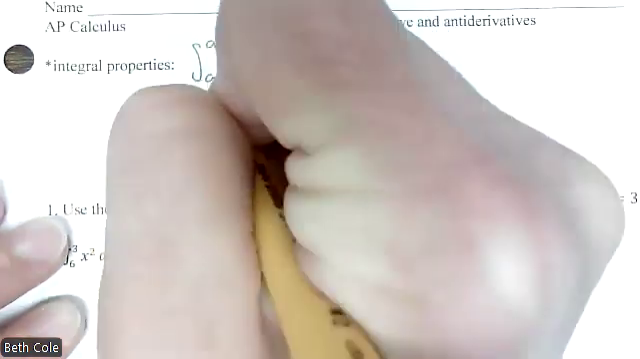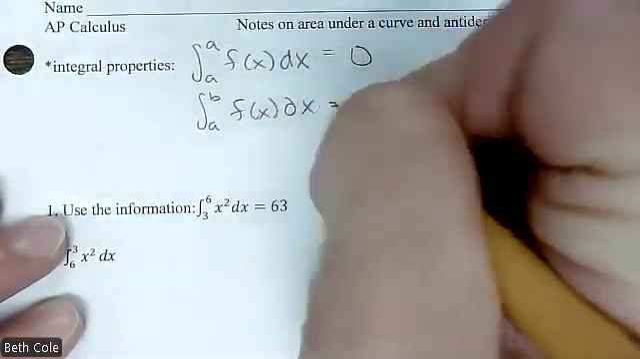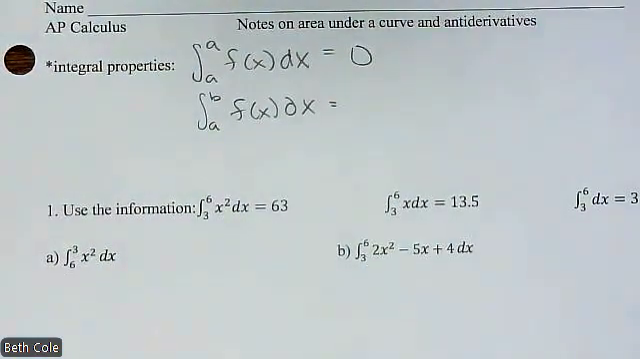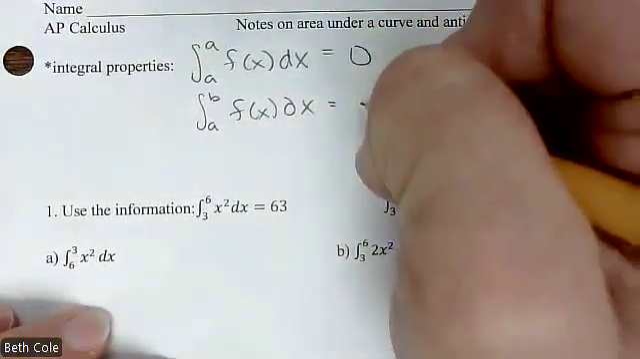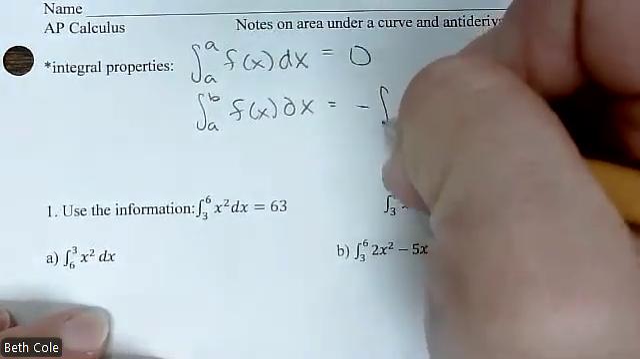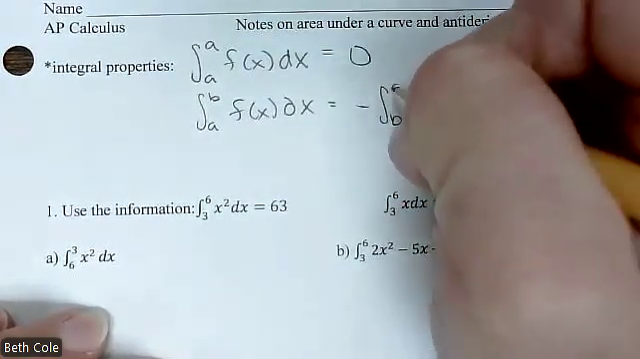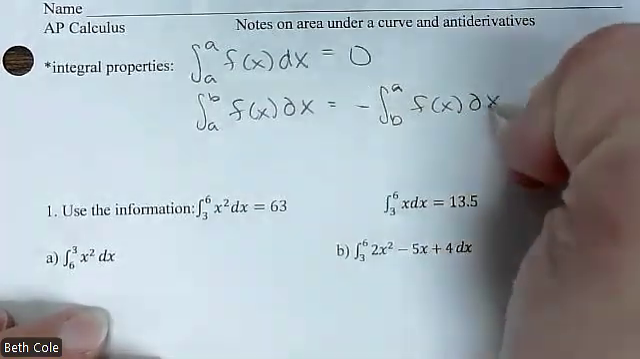Next one, if you go from a to b, integral from a to b, and these all have f of x dx. Again, f of x represents the height. dx represents the base of your rectangles. It's base times height. They're all areas is what we're doing. That equals negative integral from b to a, f of x dx.